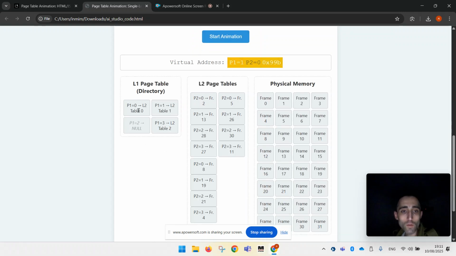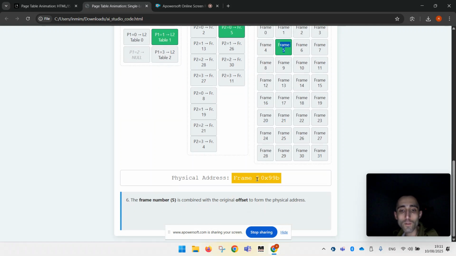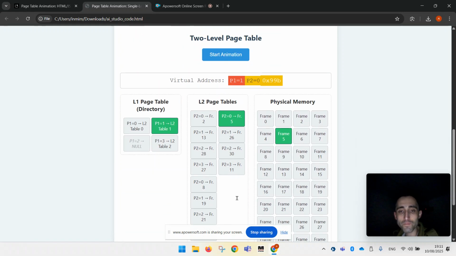So I have P1 equals 1, table 1, 0, 1. Oh, it counts from here, so 0, 1. P2 equals 0. This is what my address says. This is frame 5. Frame 5 is this one. Now taking the frame and combining it with the offset to get my address.